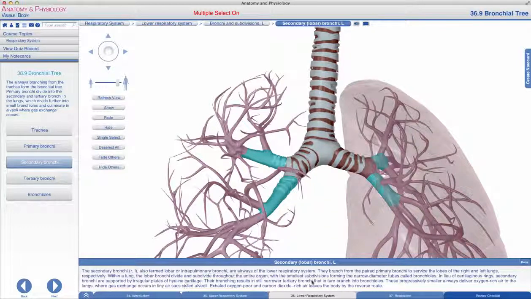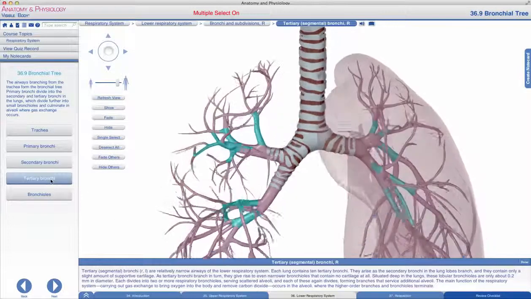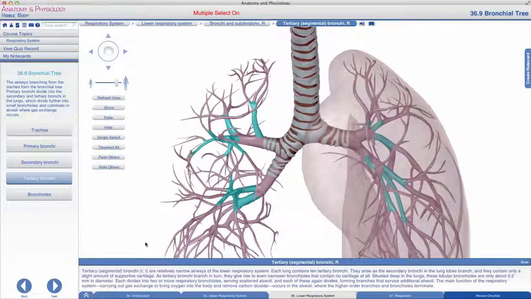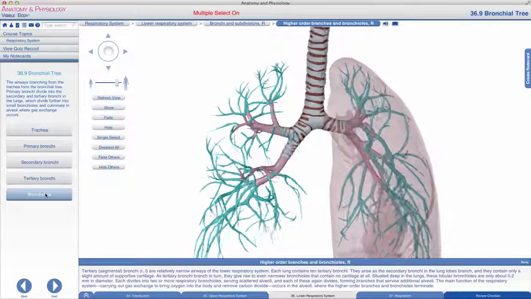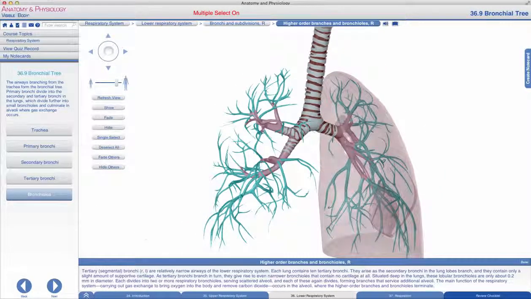And you'll see that here, instead of cartilaginous rings, as it says, the secondary bronchi are supported by irregular plates of hyaline cartilage. As they branch into the tertiary bronchi, you see that once again, these are smaller structures that begin with only a slight amount of supportive cartilage and then run into what are known as bronchioles, even smaller structures that, as it says right here, contain no cartilage at all.